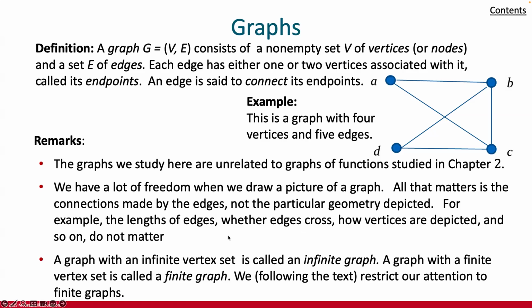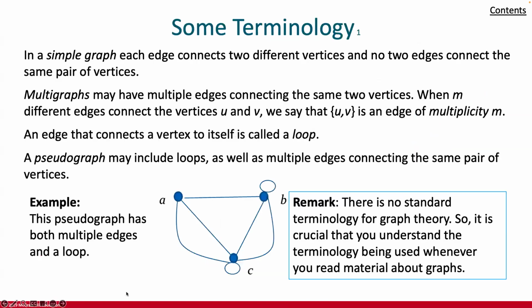A graph with an infinite vertex set is called an infinite graph. A graph with a finite vertex set is called a finite graph. And so we, following the text, restrict our attention to finite graphs because we can actually show them in a graph form on a view graph or whatever. So some terminology: a simple graph, each edge connects two different vertices and no edges connect the same pair of vertices.